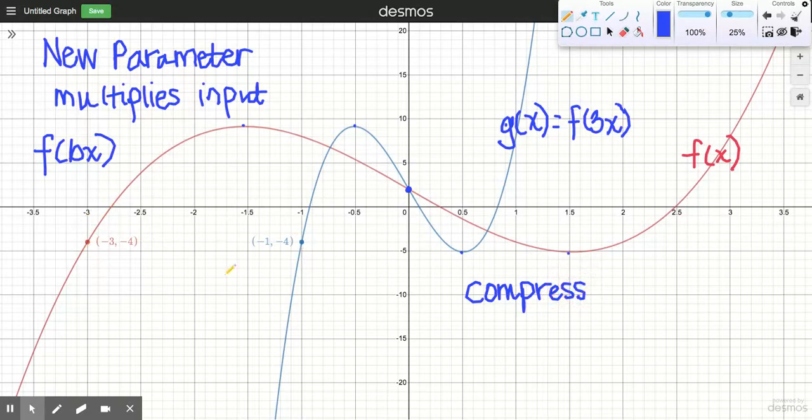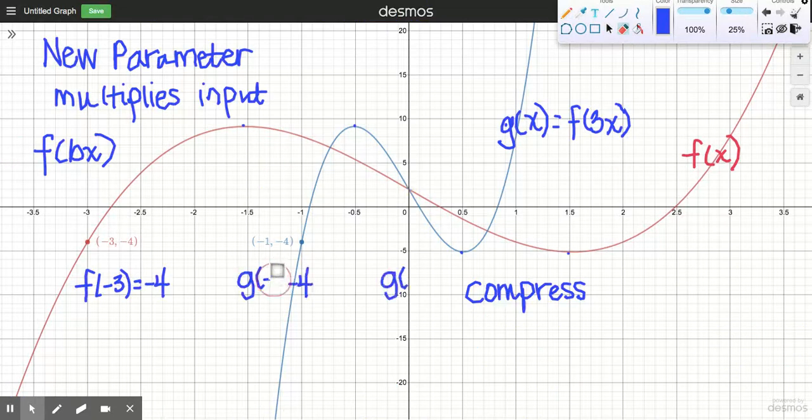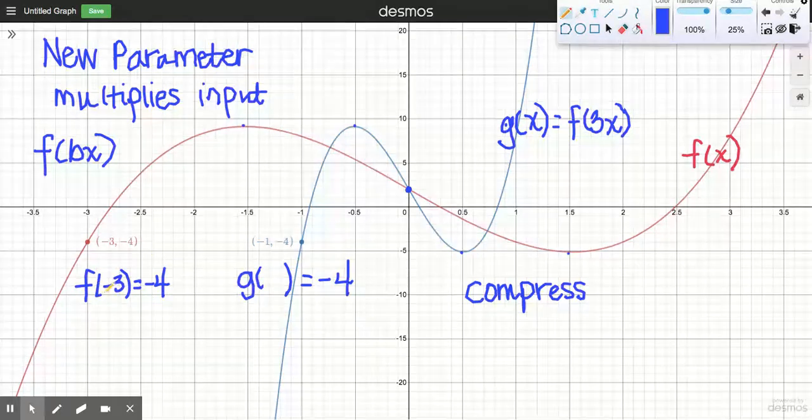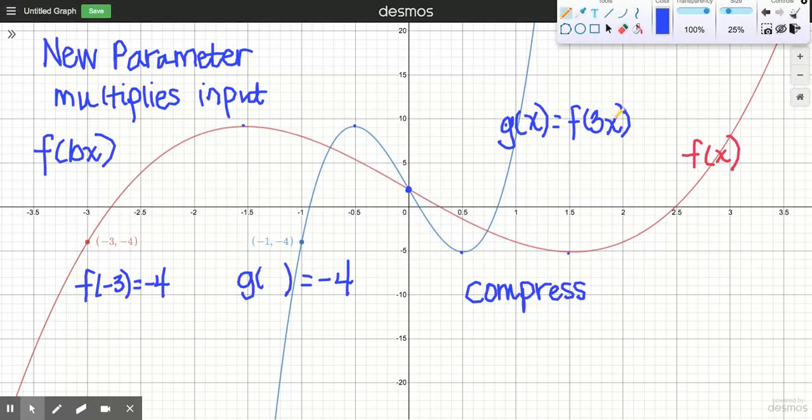Let's look at these two coordinates here. So f of -3 equals -4. To get g of -3, to get the g function to also have an output of -4, I apologize, it's because we're changing the inputs, not the outputs. So what do I have to do so that the output also is -4? I actually have to say, okay, so g of x equals f of 3x. So if f of -3 is what's right here, that must mean x was just -1.